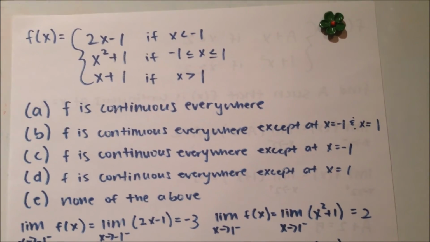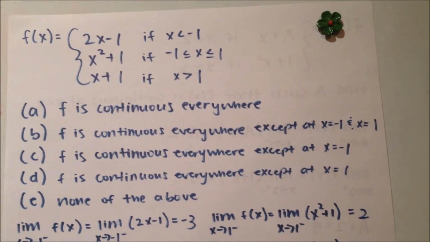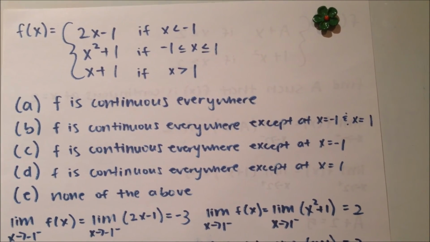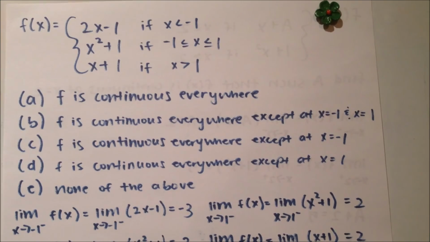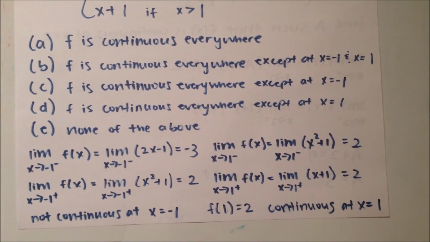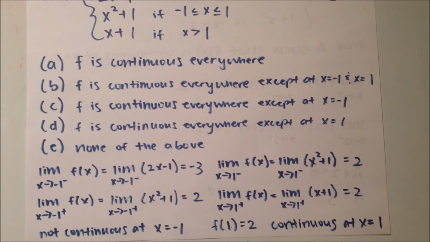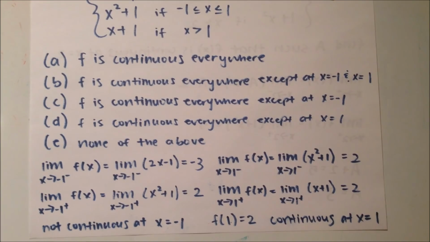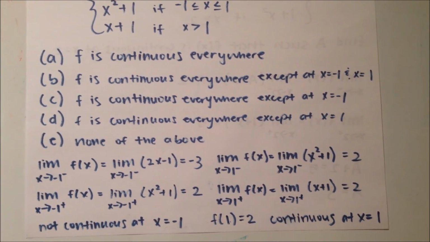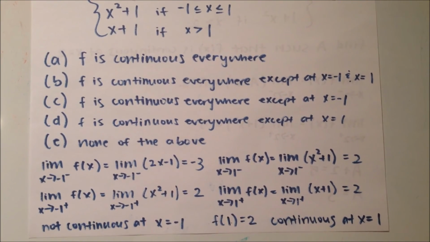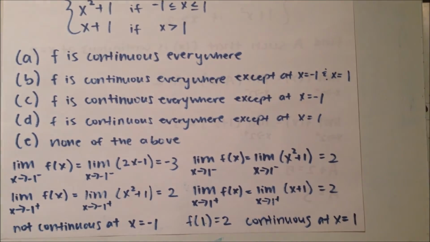The fifth example problem is a multiple choice problem, and we want to find if f is continuous at x equals -1 and x equals 1. So we're going to find the limit of x approaching -1, and we do that by finding the left and the right hand side limits, and we get -3 and 2 for the left side and right side respectively. Therefore, it is not continuous at x equals -1.